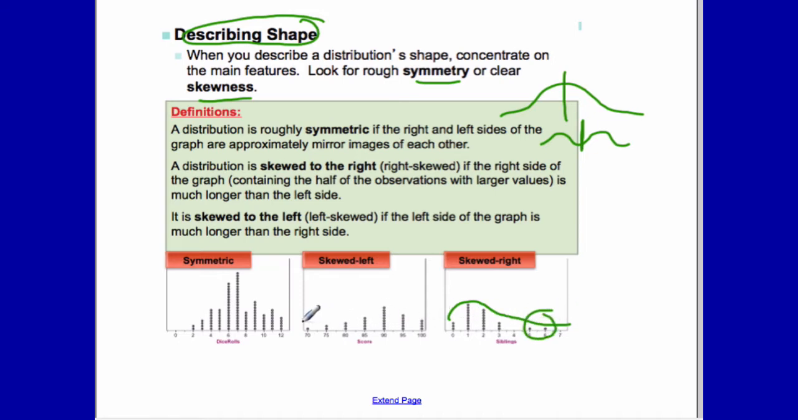Same way with skewed left. You got a skewed left graph. This would be skewed left, approximately skewed left, we don't say for sure. And then this one I would say is approximately normal or symmetric. But again, we say approximately normal. We're not going to say it is for sure normal.